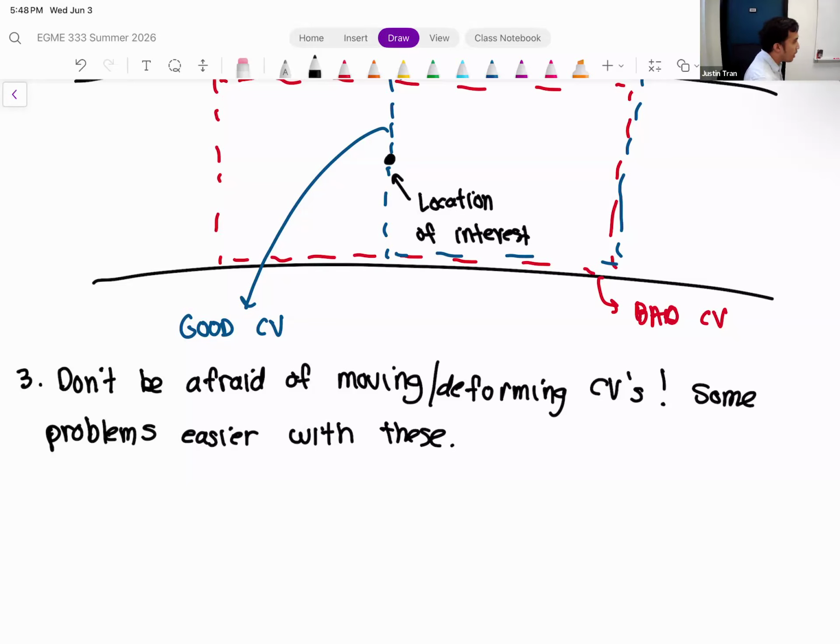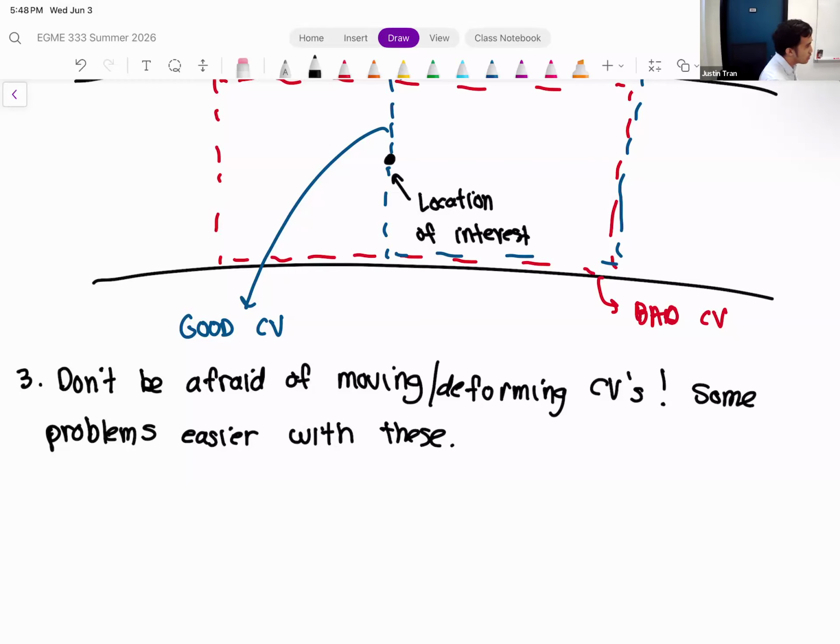Right, so we're going to do some problems, probably not tomorrow, but probably next week, with moving control volumes and deforming control volumes. So don't be afraid of them. I know when you see your first problem with a moving control volume, it's going to be very intimidating. I get it. It's a lot going on, but you'll see that once you get used to it, some problems are just much more naturally solved with the moving control volume versus if you try to do it with a static one.